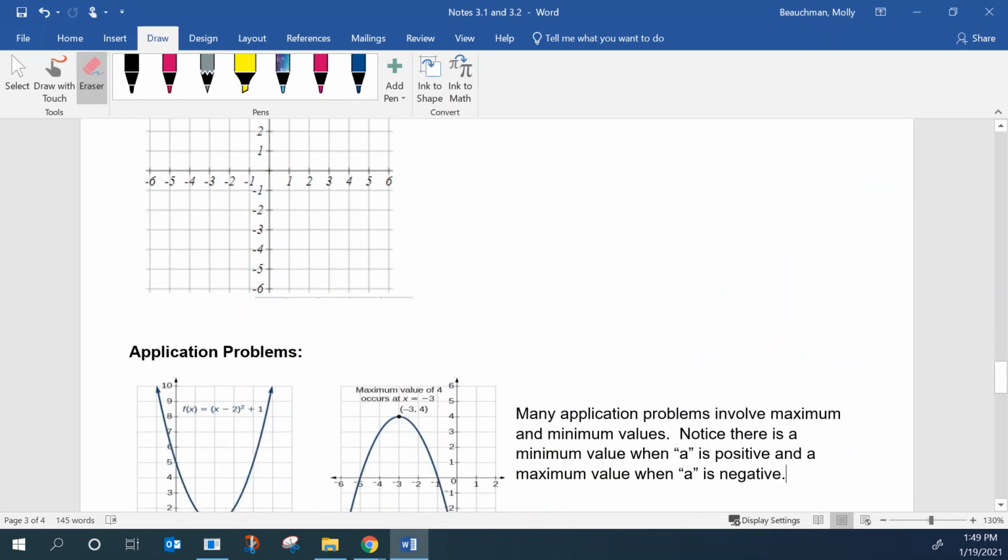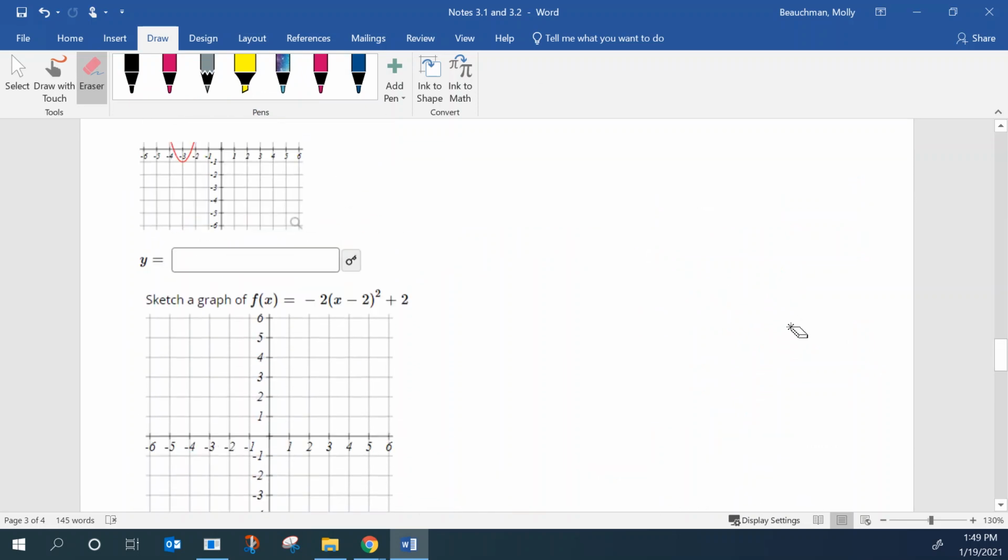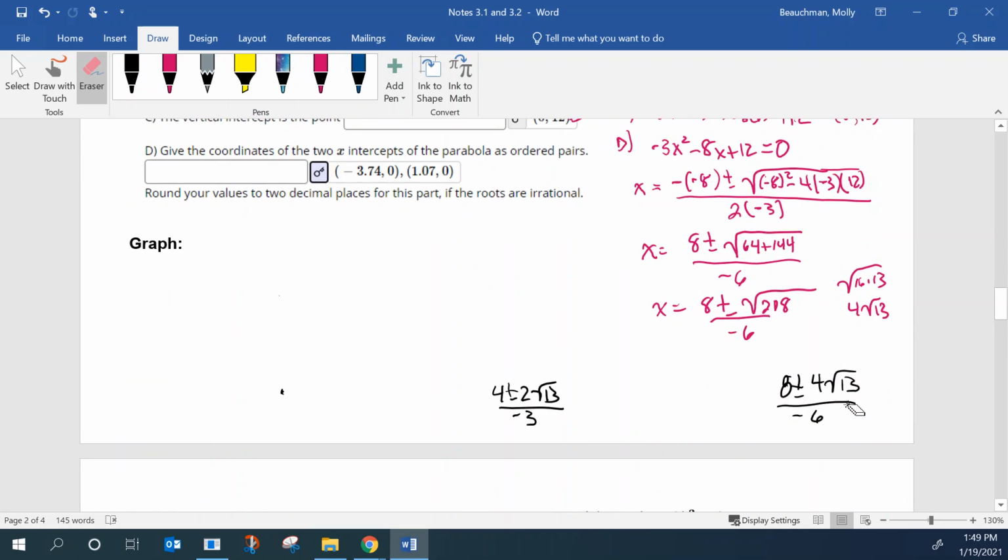We end up with 8 plus or minus 4 times the square root of 13 over negative 6, which reduces to 4. 2 goes into each of these. You can reduce, divide out 2 in the numerator and denominator, and we end up with 4 plus or minus 2 times the square root of 13 over negative 3. So that's your solution. If they want it exact, this particular problem asks for your solution to the nearest 2 places.